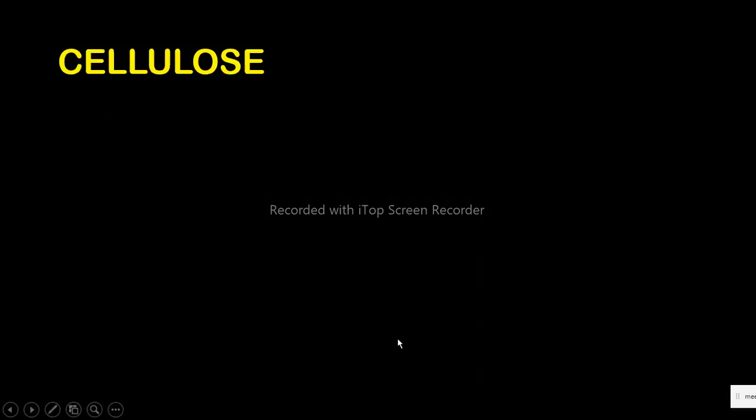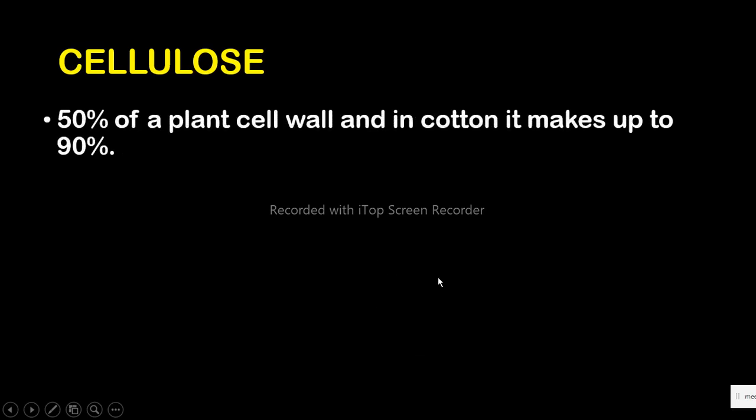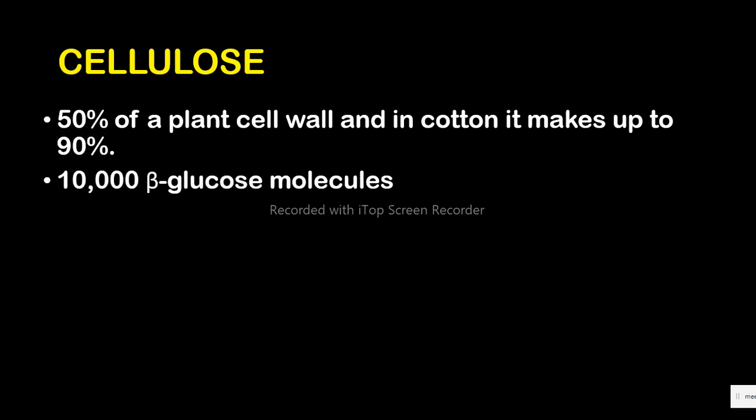Cellulose, we talked about it in the previous lesson, but yeah, we can also have a look at it. It is 50% in plant cell walls, and in cotton it makes up to 90%, you can imagine. After all, you use cotton to do what? To make clothes. We are going to see the uses of cellulose.